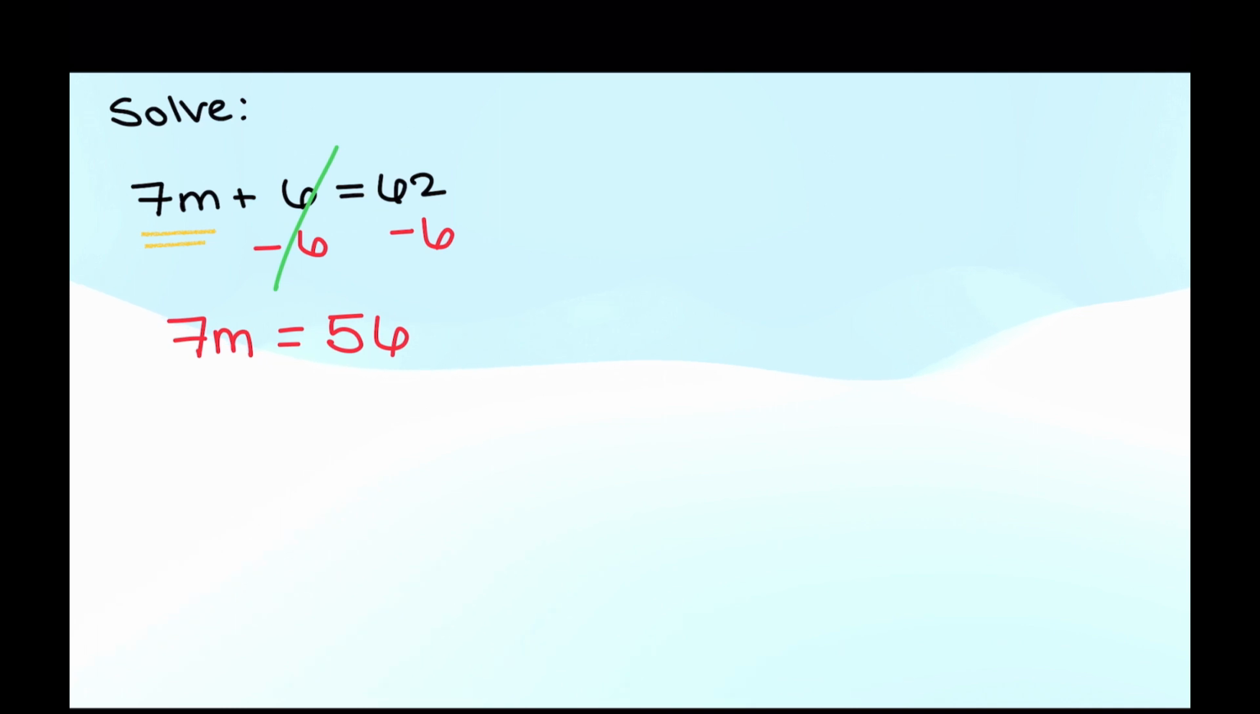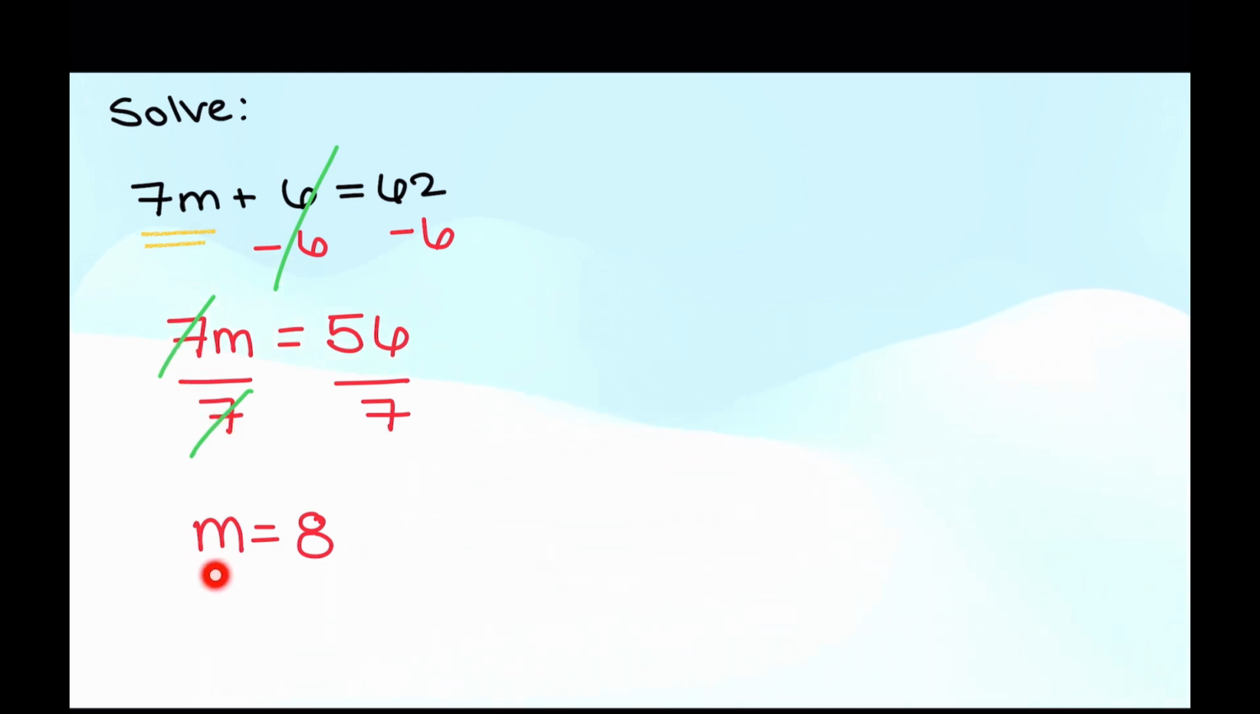Finally, step 3, isolate the variable. So we want to get rid of that 7, so the m is by itself. We have 7 times m. The opposite of multiplying is division. So we're going to divide both sides by 7. 7 divided by 7 is 1, and that gives me just m, or 1m, on the left side. 56 divided by 7 is 8, and there's my solution, m equals 8.